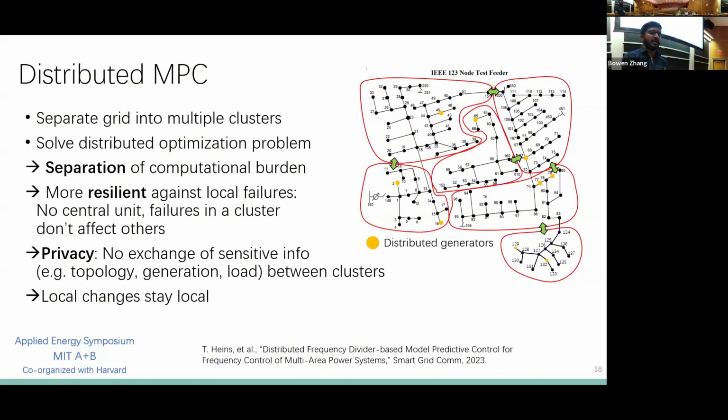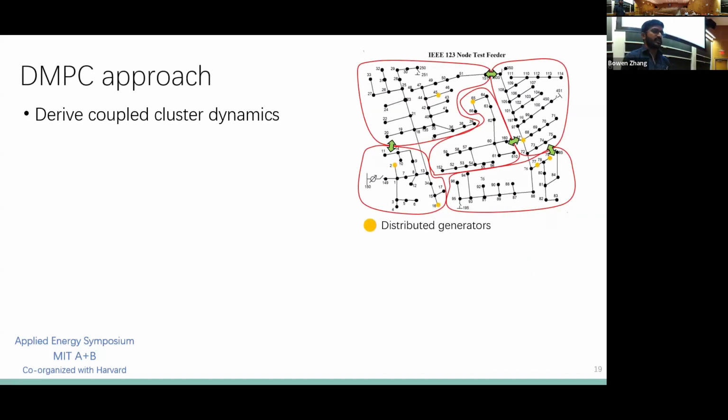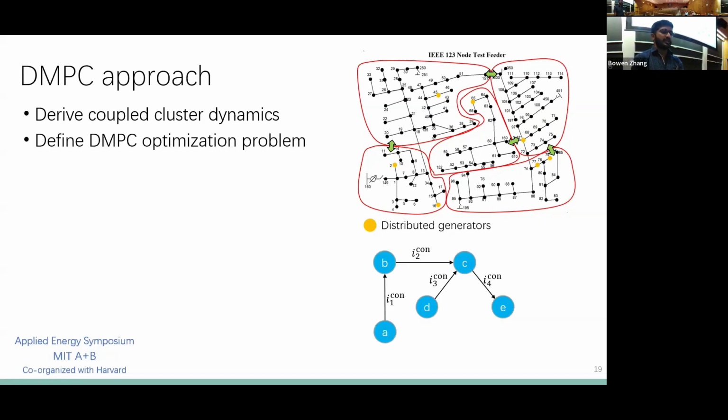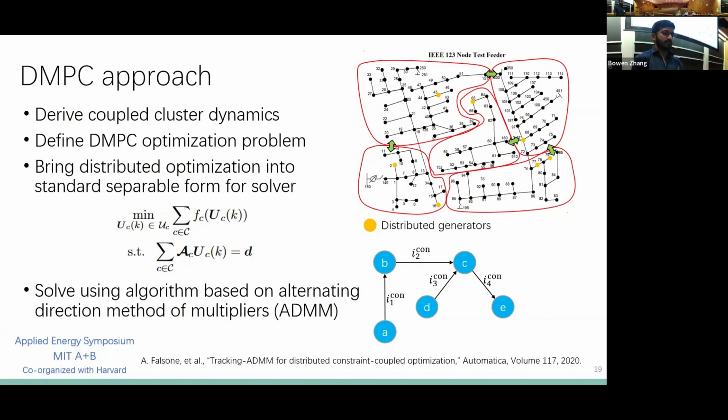So if you change the topology, it involves minimal changes to the distributed scheme. I won't go into the details of the DMPC, but the idea here is to derive coupled cluster dynamics and define the distributed MPC optimization problem. Here we have 5 clusters, and we bring it into a standard separable form for the solver. Then we solved it using an algorithm from the literature, which is based on this approach called ADMM. You can refer to this paper for more details on that.